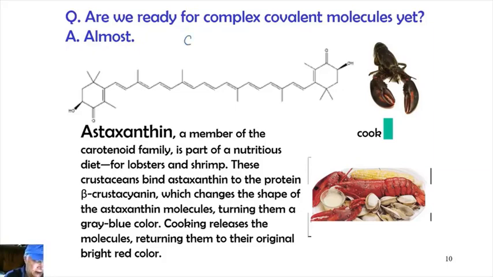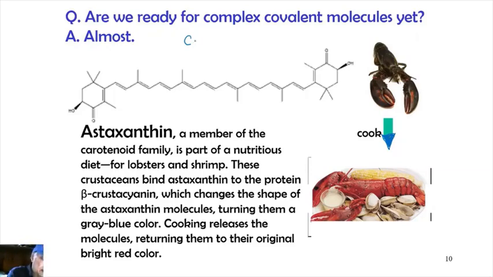This is astaxanthin. It's the stuff that makes the lobsters colored. And they go from, this is supposed to be an arrow here. I don't know what happened to my arrow. When you cook them, they turn red, and that's because this astaxanthin changes color on heating.